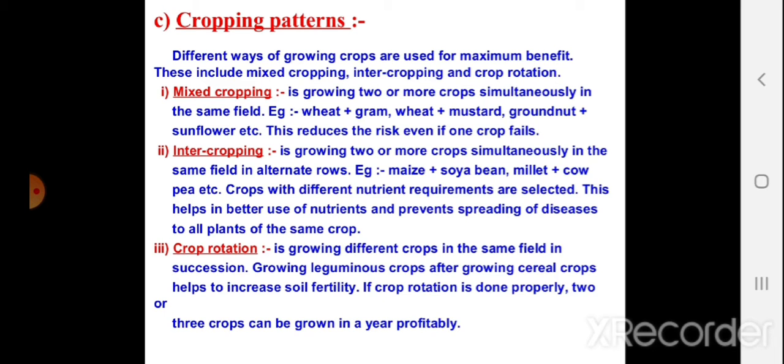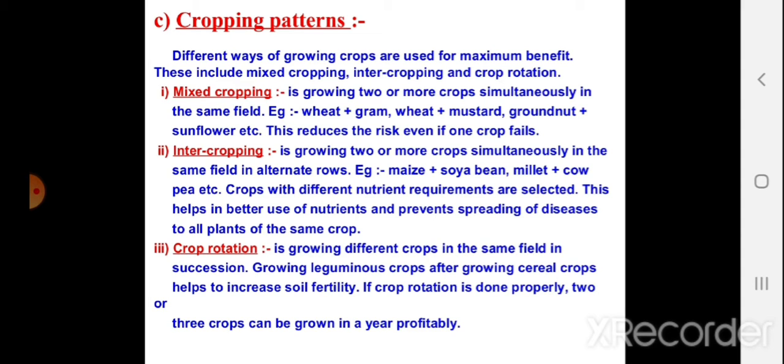Now, in the first part we already discussed why we need varieties in our crops, what are the ways we can increase the yield of our crop, and how we can get hybrid food and cereals. So all these methodologies, techniques or skills are dependent upon the cropping patterns. So here we are going to discuss how the different agricultural activities take place. Different ways of growing crops are used for maximum benefits. This includes mixed cropping, intercropping and crop rotation.